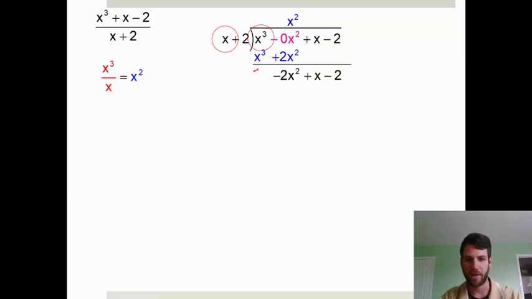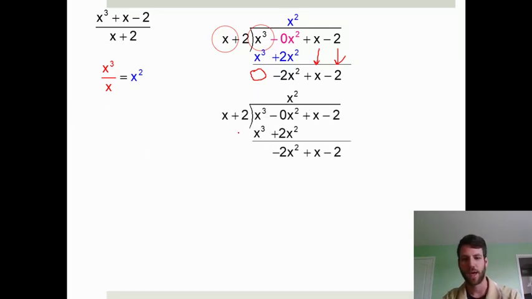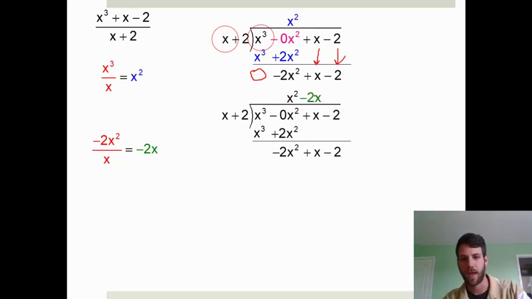So we have a 0 right here, and both of these terms got brought down. We didn't use them at all. And now we just repeat that process over again. Well, we have to do negative 2x squared divided by x, and we get negative 2x, so that should go above the x term. And we can put that negative 2x in green right there.